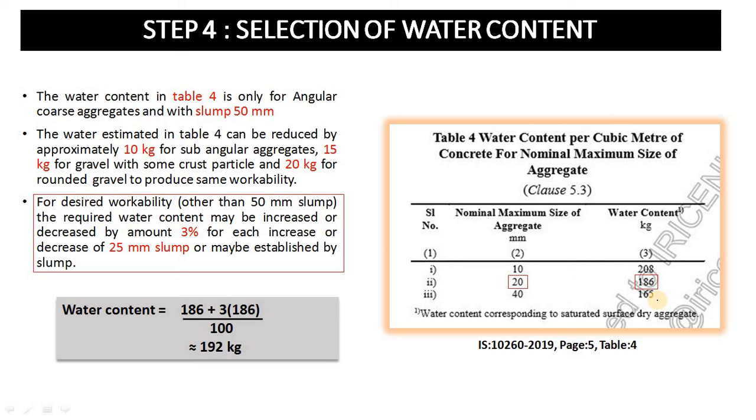But for desirable workability other than 50 mm slump, the required water content may be increased or decreased by 3% for each increase or decrease of 25 mm slump, or may be established by trial. In our case the slump value is 75 mm, so we will increase the requirement by 3%. So the water content will be 186 plus 3 into 186 divided by 100. The final water content will be 192 kg.